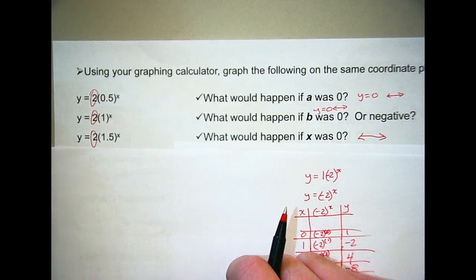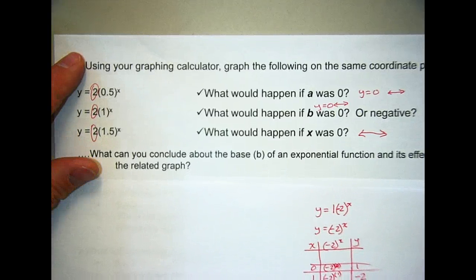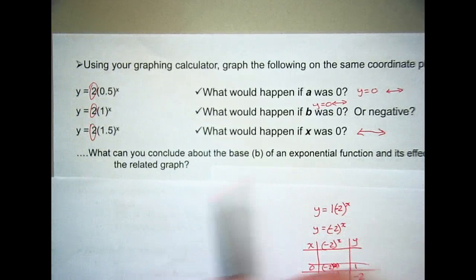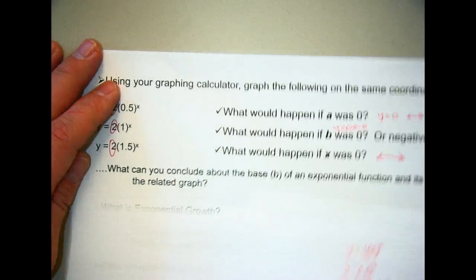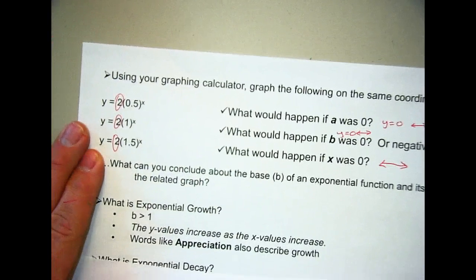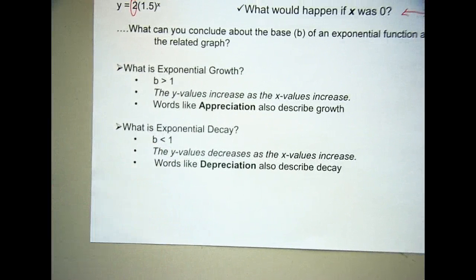Okay. All right. What can we conclude about the b base and its effects on the graph? We already talked about it. Sorry, I gave away the end of the story before we got there. So what is growth and decay? Just to make sure we've got this summarized. Exponential growth: b is greater than 1. The y values increase as x values increase. Words like appreciation describe growth. What is exponential decay? b is less than 1. The y values decrease as x values increase. Words like depreciation describe decay.